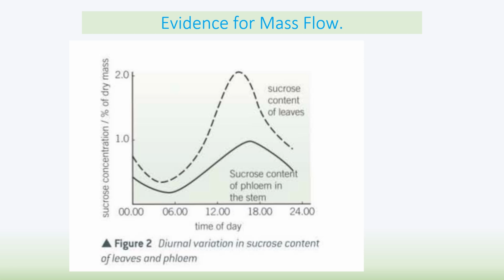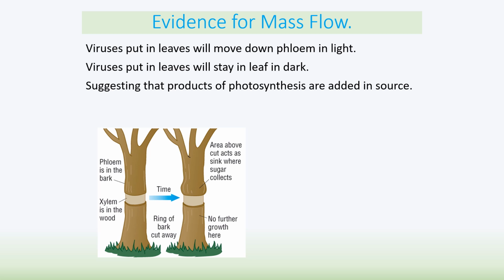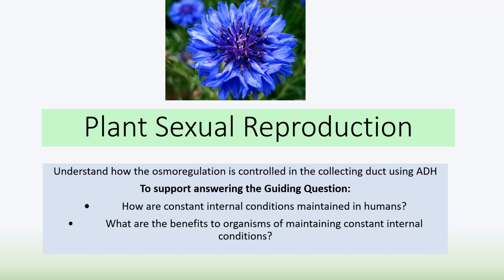And we can also record the fact that during the day, more sucrose moves around the plant, showing the energy is needed, which is gained through photosynthesis and then respiration. If we use something called ringing of the trees, we can see that the phloem bulges above the cut, showing you that the sucrose is moving in the phloem on the outer part of the stem.